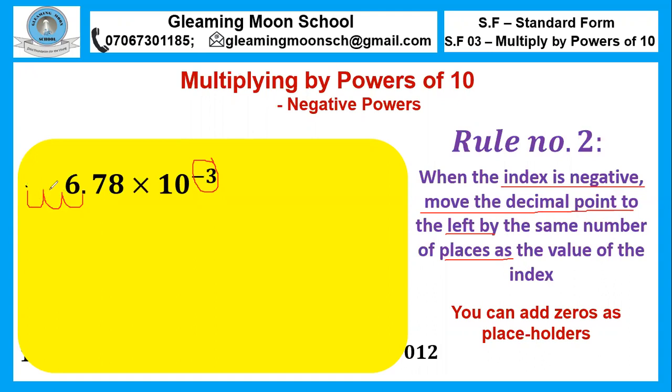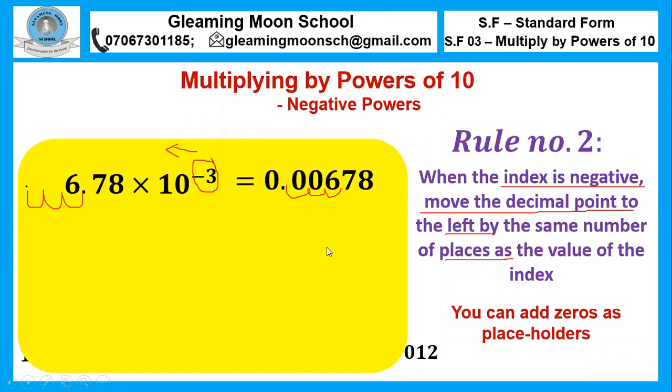So what do we do to fill the spaces? You add 0 placeholders. So that would give your answer to be 0.0067. If I do it on here, you can see your decimal point was between 6 and 7, and you moved it 1, 2, and 3 places, to the left. That's where you move it when your power is negative.